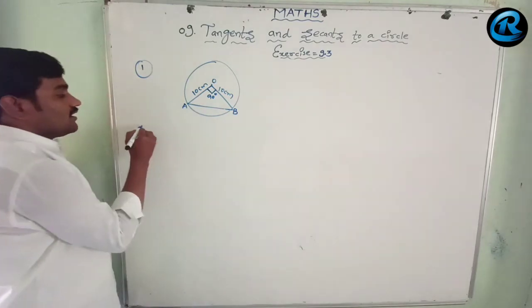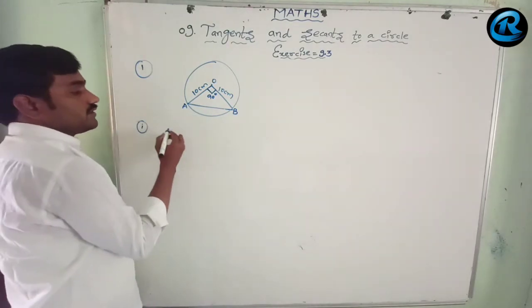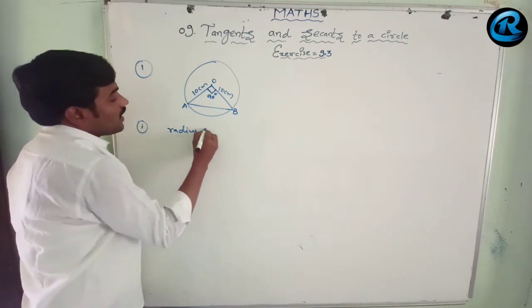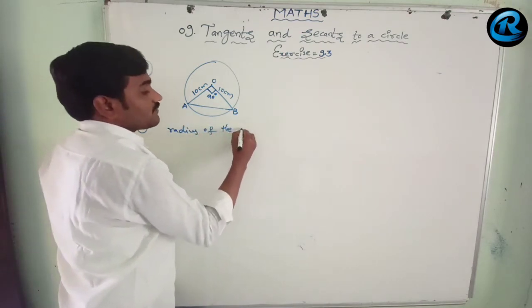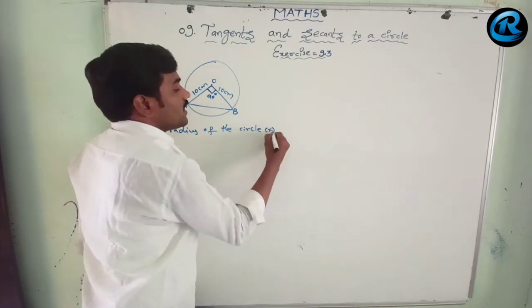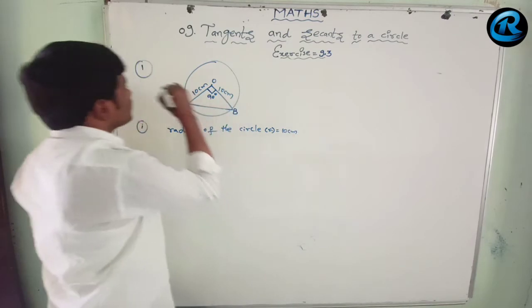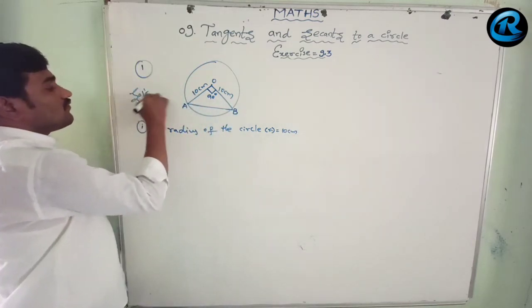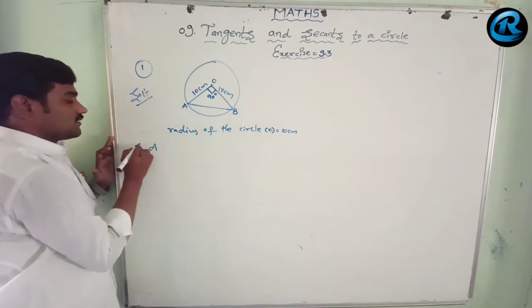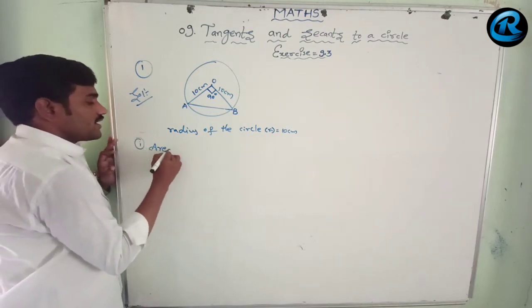So first of all, let us find out the radius. First of all, given the radius of the circle, r equal to 10 centimeters. Okay, then let us go for the area of minor segment.